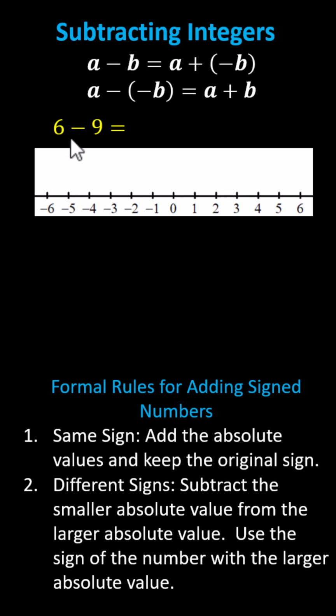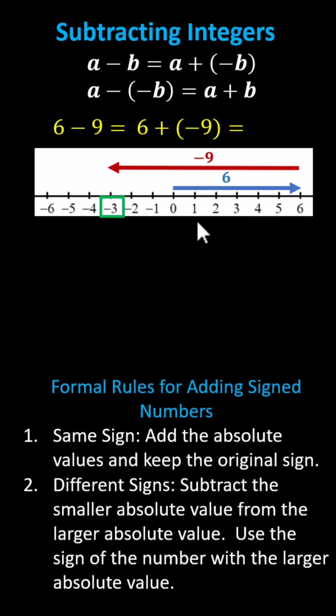For the first example, we have 6 minus 9, which is equivalent to 6 plus negative 9. Using the number line, we first model positive 6 by moving 6 units to the right of 0, and then to subtract 9 or add negative 9, we move left 9 units, resulting in negative 3. And now for the formal rules, we'll determine the difference by determining the sum of 6 and negative 9.